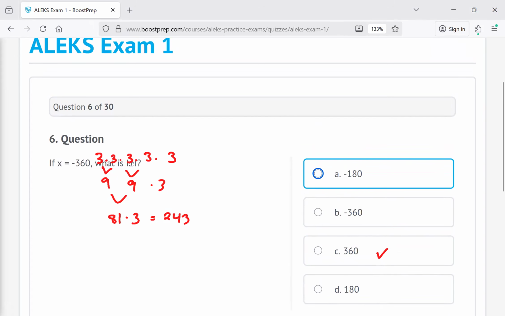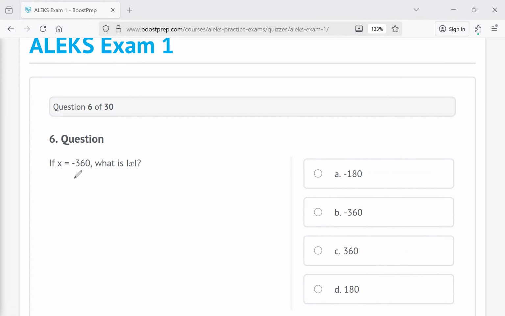Okay, let's move on to question 6. Question 6 says, if x equals negative 360, what is the absolute value of x? Well, this one's pretty simple. If they're saying that x is negative 360, it's basically asking what's the absolute value of negative 360? And if you recall, the absolute value of any number always comes out positive. So the absolute value of negative 360 is positive 360.